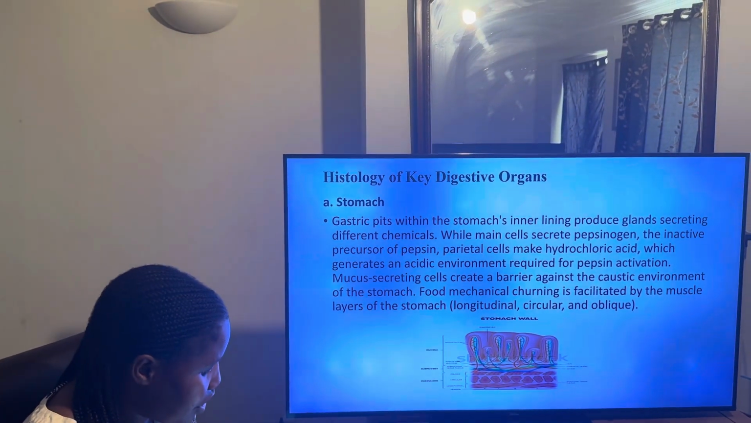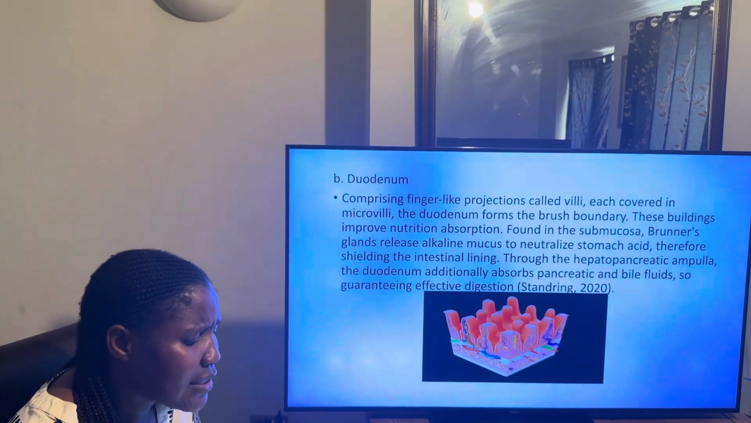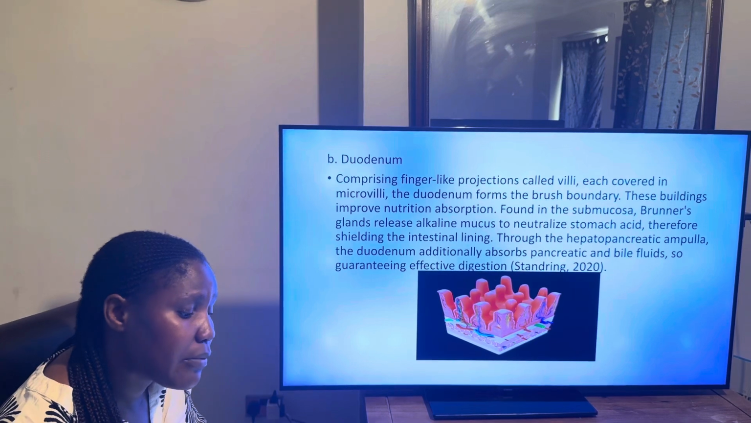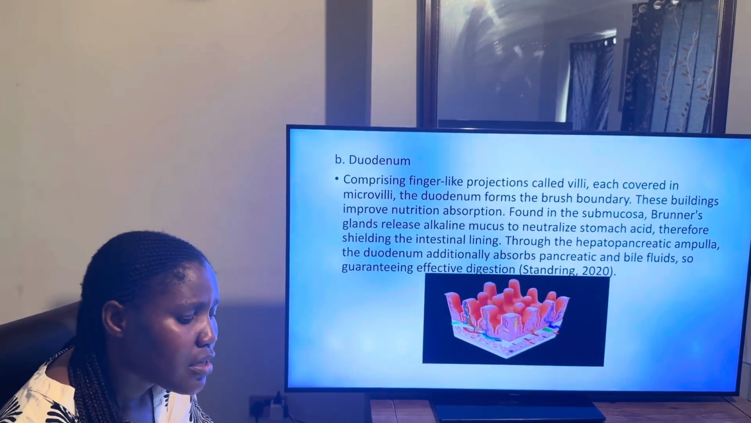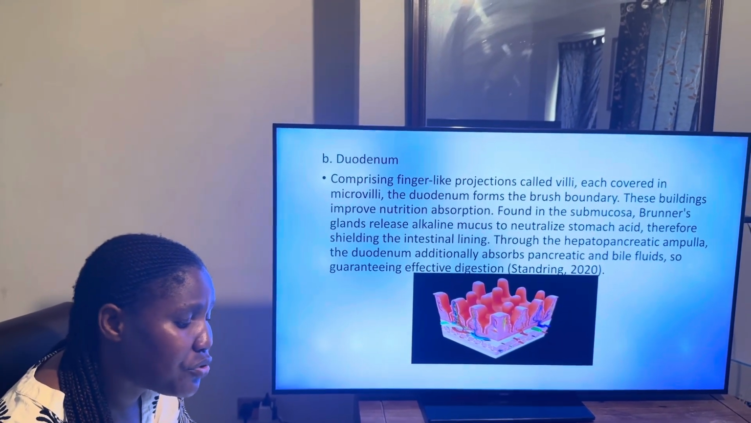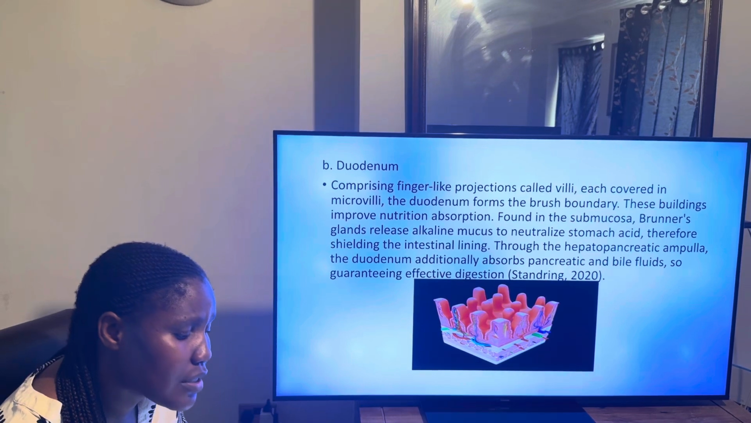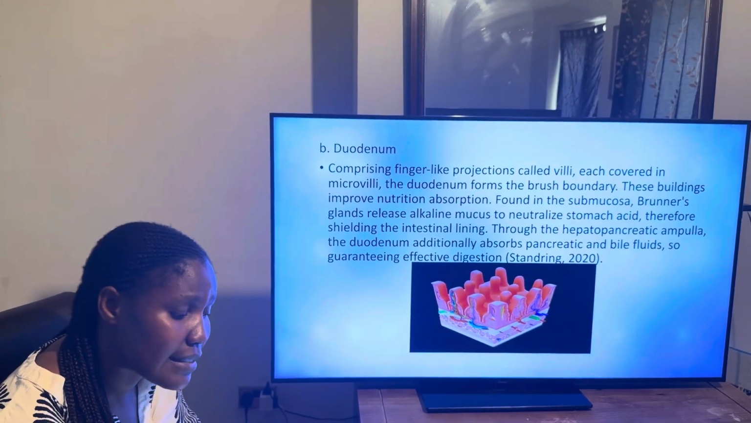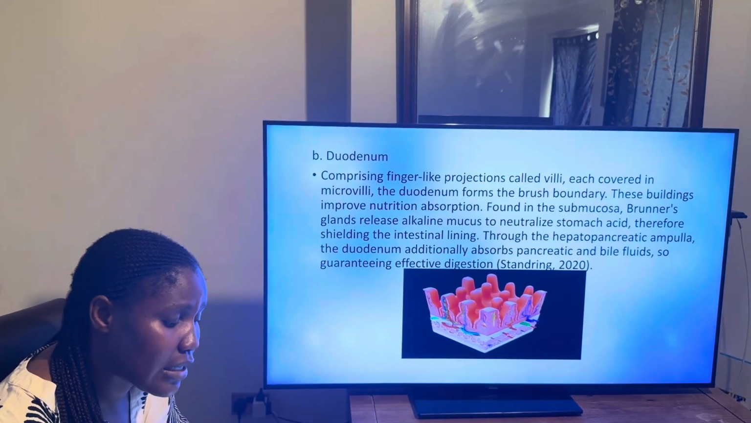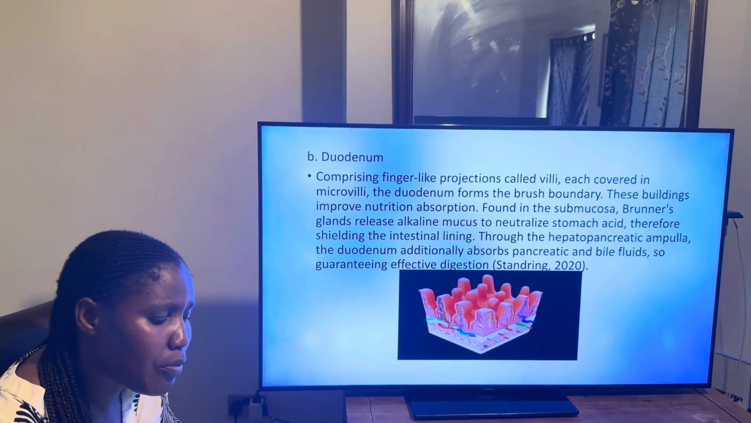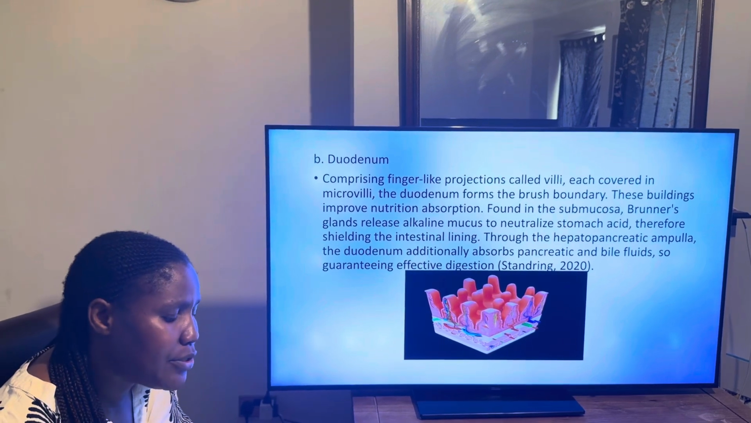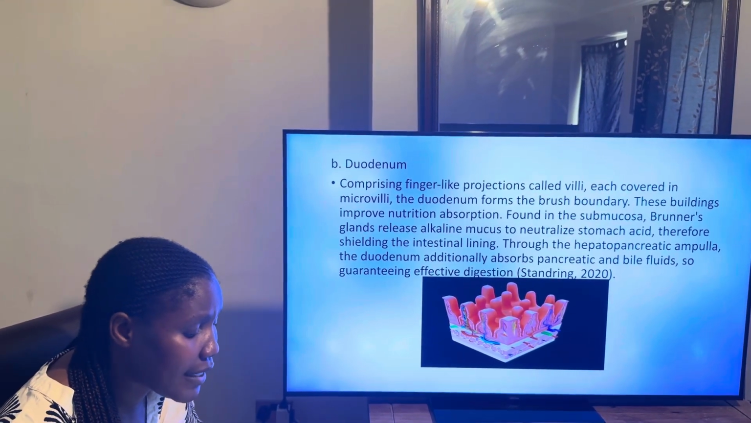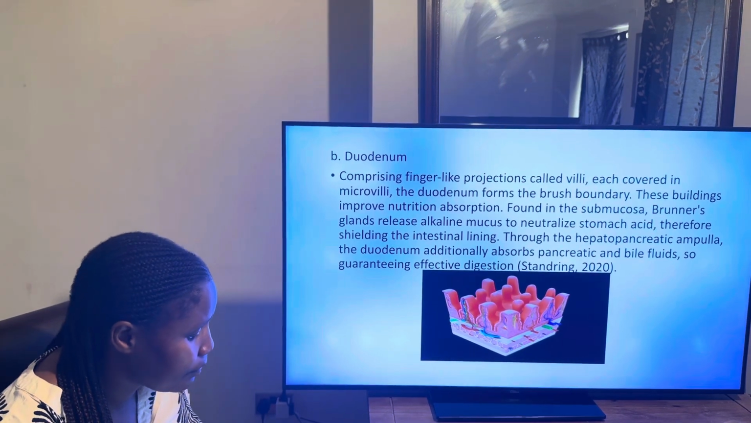We move on to the duodenum. Comprising finger-like projections called villi, each covered in microvilli, the duodenum forms the brush border. These structures improve nutrient absorption. Found in the submucosa, Brunner's glands release alkaline mucus to neutralize stomach acid, thereby shielding the intestinal lining. Through the hepatopancreatic ampulla, the duodenum additionally receives pancreatic and bile fluids, thus ensuring effective digestion.